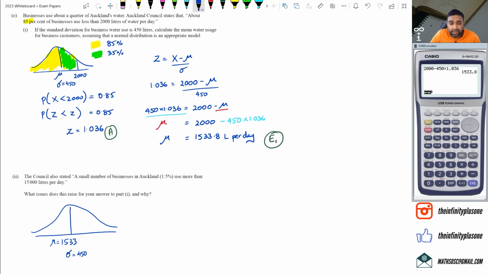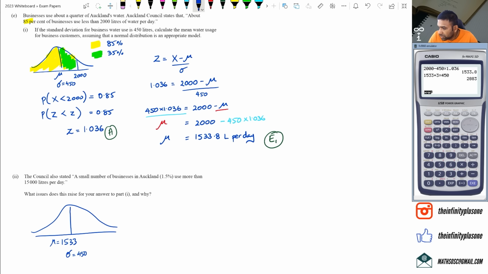Now, generally speaking, they say that within 3 standard deviations, you're covering 99% of the data from the middle, right? Something like that. I could be completely wrong. I thought it was 65, 95, 99. But anyway, the idea is that within 3 standard deviations, you're covering most of the data. So if I have a look at this, if I go 1,533 and I add 3 times 450.